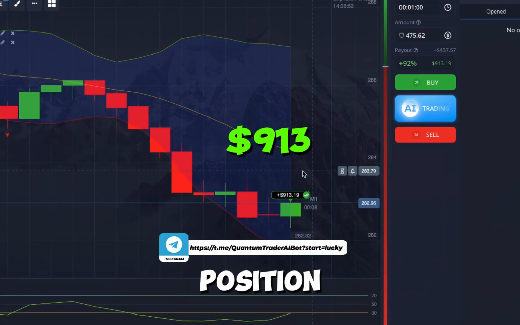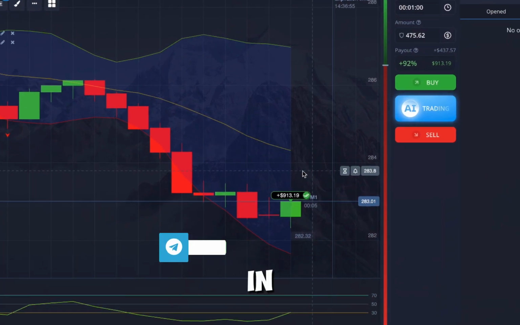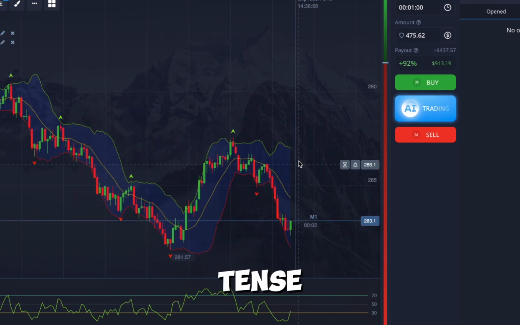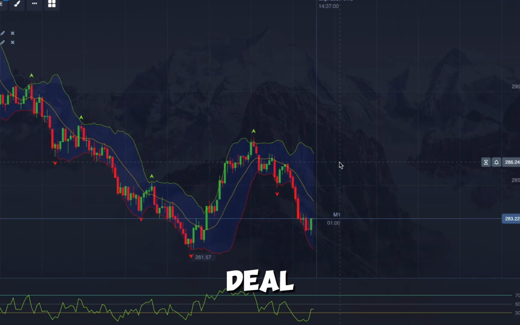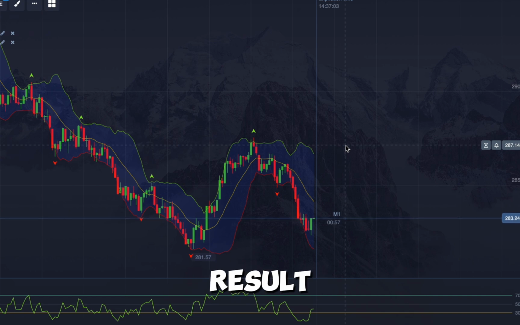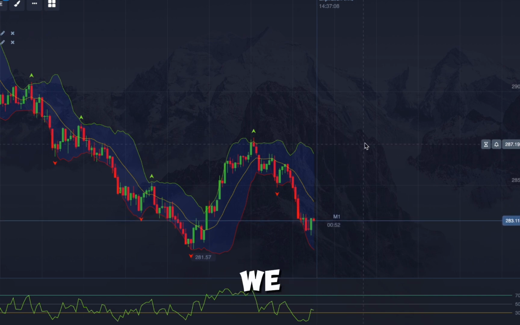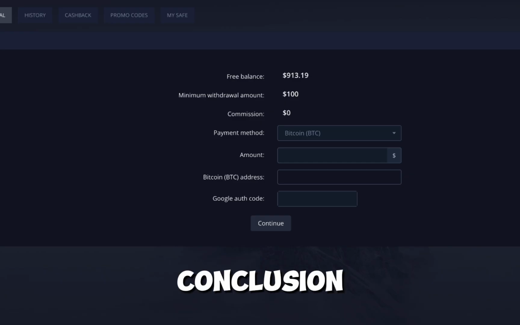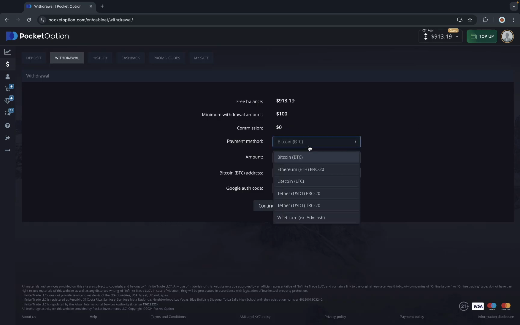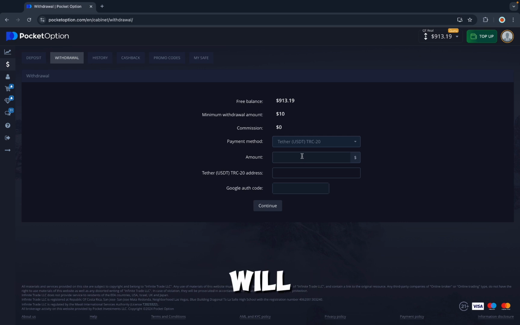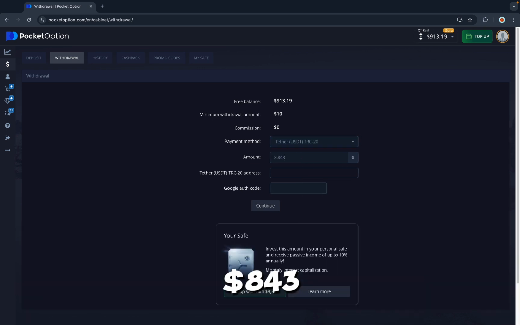And the position in the last seconds closes in plus perfectly. Very tense moment, very tense deal. Let's probably stop on this result. 100% we will finish today's trading process. We will fix the profit and go to the conclusion. The sum of today's profit will be $843.